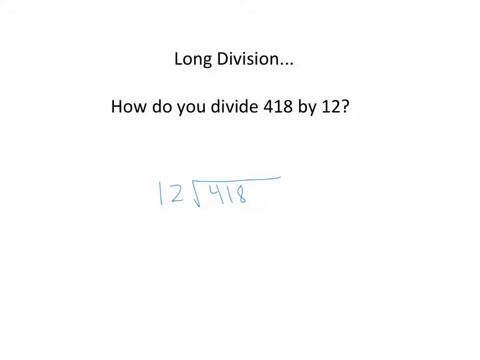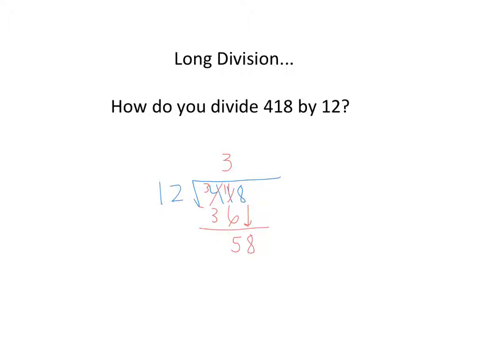Now I need to ask myself, 12 goes into 4 how many times? It doesn't. So 12 goes into 41 how many times? 3 times, and 12 times 3 is 36. Now I subtract, and 41 minus 36 is, I have to borrow here, and that turns to a 3. Here I have 11, so 11 minus 6 is 5. 3 minus 3 is 0. And 12 does not go into 5, so I have to bring down the 8.